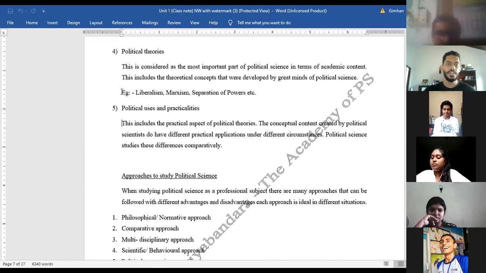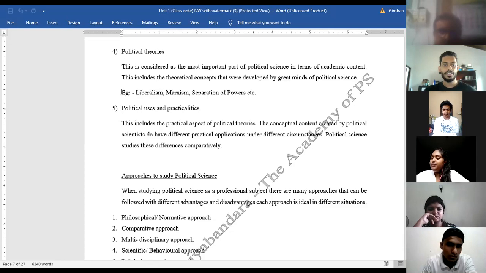Then, of course, political uses and practicalities. This includes the practical aspect of political theories. The conceptual content created by political scientists do have different practical applications under different circumstances. Political science studies these differences comparatively. Now, that part is important, comparatively. That's why you have something called comparative politics, right?